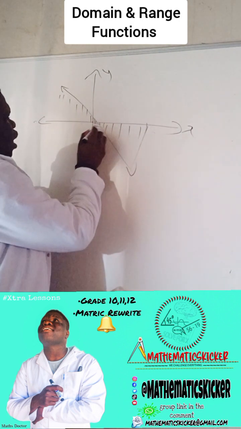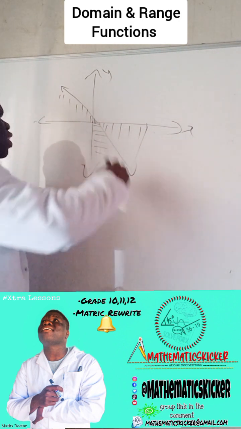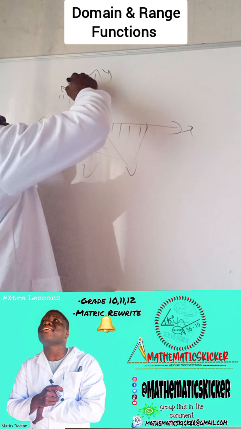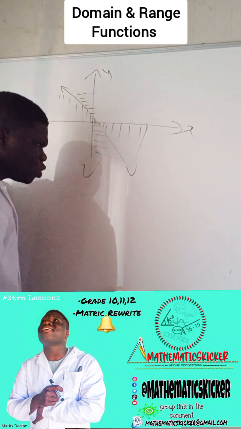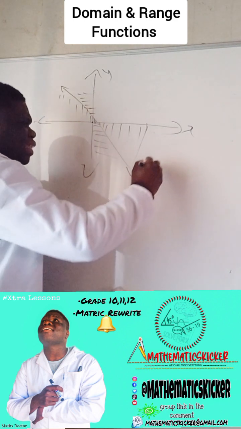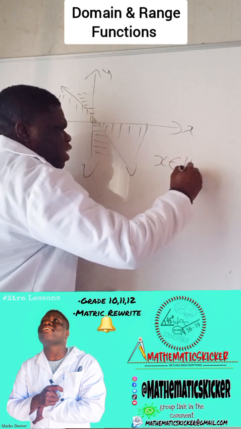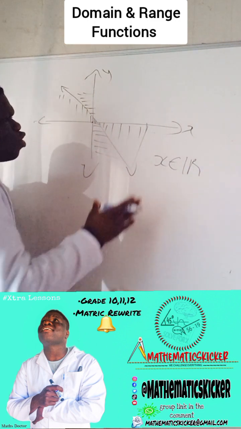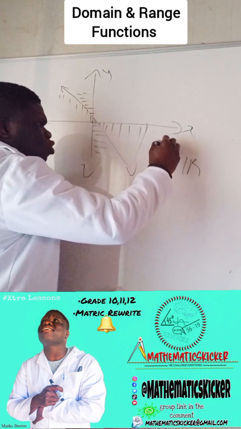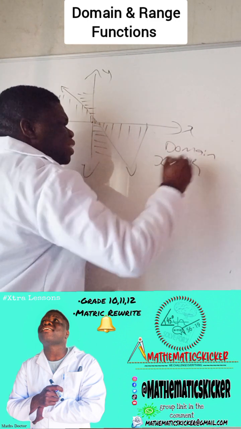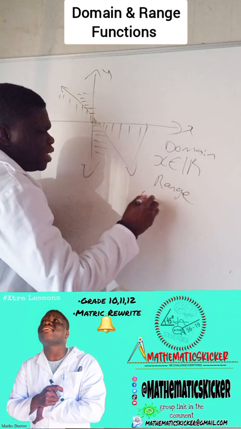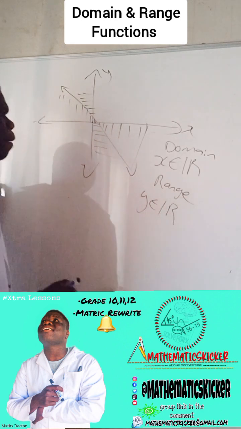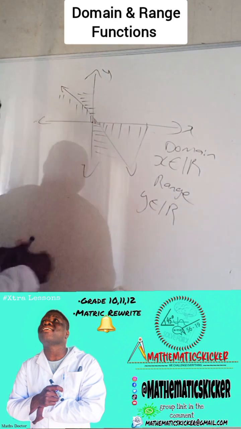The y values are there up to negative y infinity and up to positive y infinity, and 0 is also included. We can therefore conclude by saying x is an element of real numbers. These are the possible values of x, and this is the domain. For the range, we conclude by saying y is an element of real numbers. That's how we write domain and range.